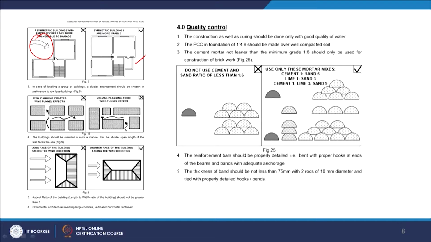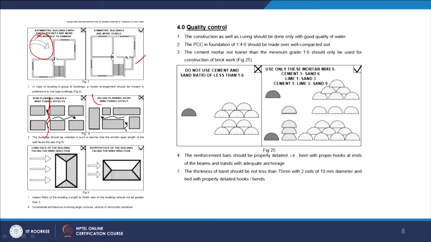And when we talk about row house planning, row house planning also creates wind tunnel effects, because the moment your houses are one step next to another along the shore, it channels the wind, and that can damage the edges of the walls or the corners. Even zigzag planning can avoid the wind tunnel effect, right? You can give a little bit of vastness and then reduce it. So the zigzag pattern as well can have some control. It depends on how you are orienting it.